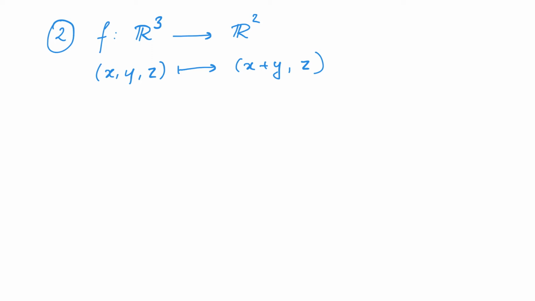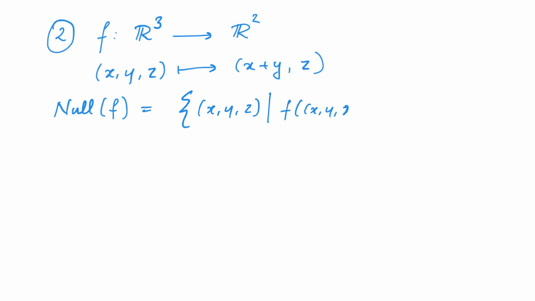Let us now look at another example. This time consider the function f from R3 to R2 that takes the element x, y, z to the element x plus y, z. Let us try to find the null space and range of this function. First, we will find the null space. Null space contains all elements x, y, z in R3 such that f of x, y, z is the 0 vector in R2, which is the vector 0, 0.